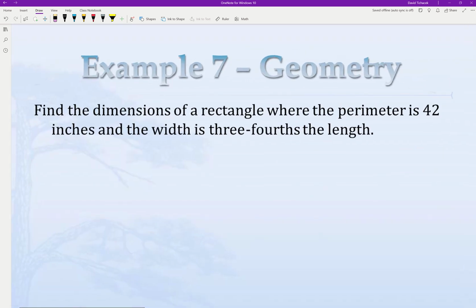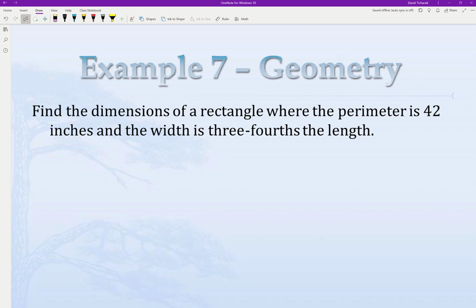All right, so example 7, this will be the last one that we do, and this one is going to involve a little bit of geometry. So it says here, find the dimensions of a rectangle where the perimeter is 42 inches and the width is 3/4 of the length, okay?